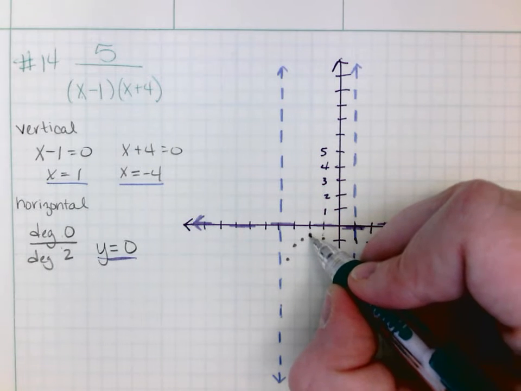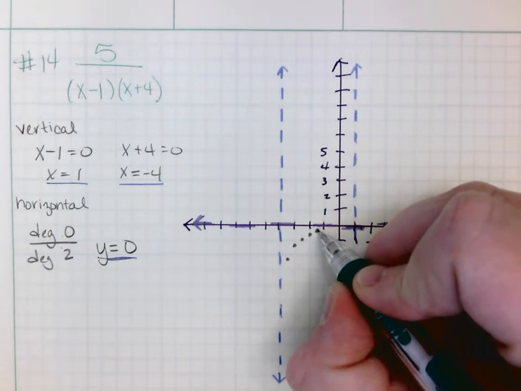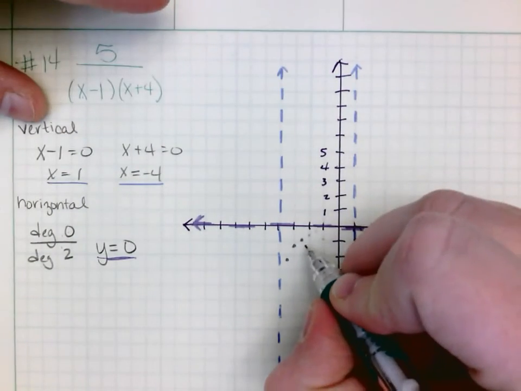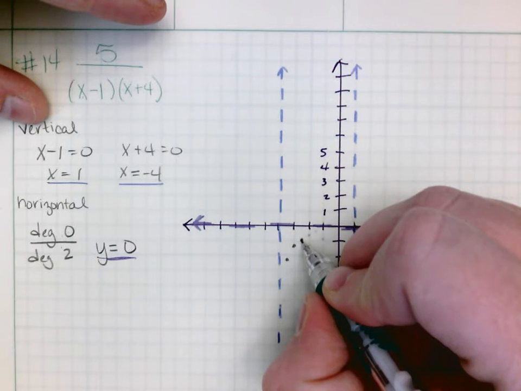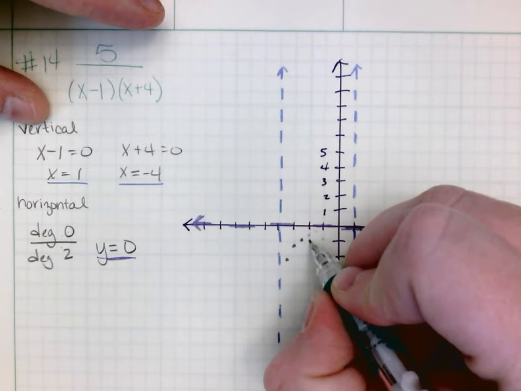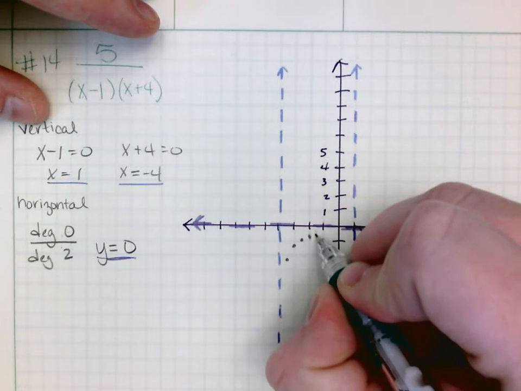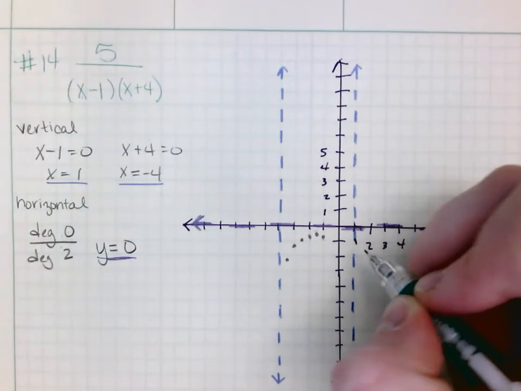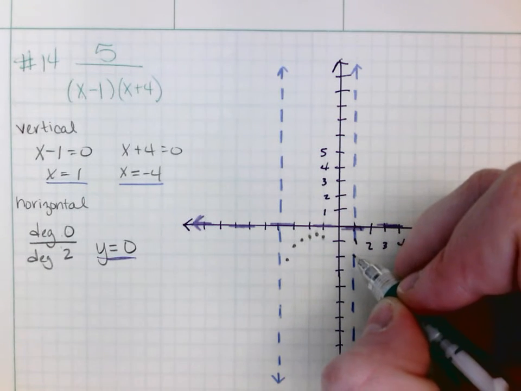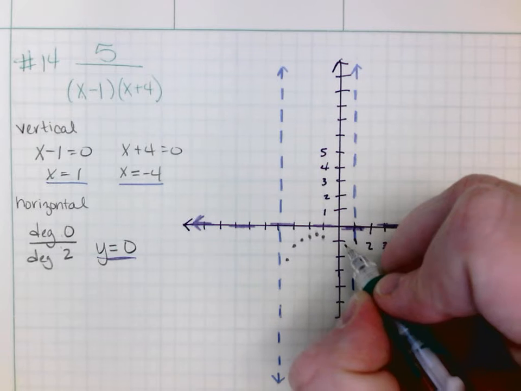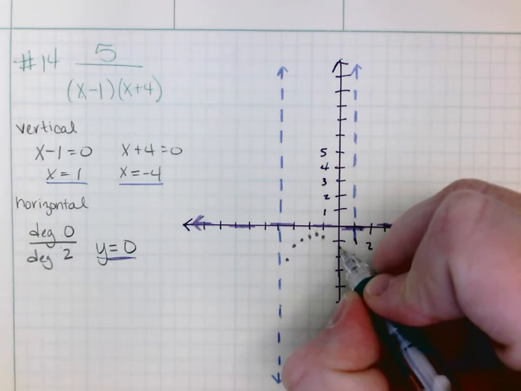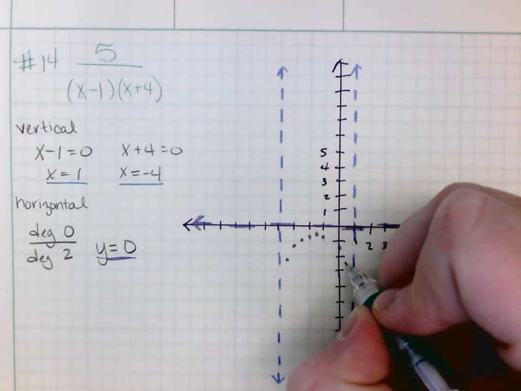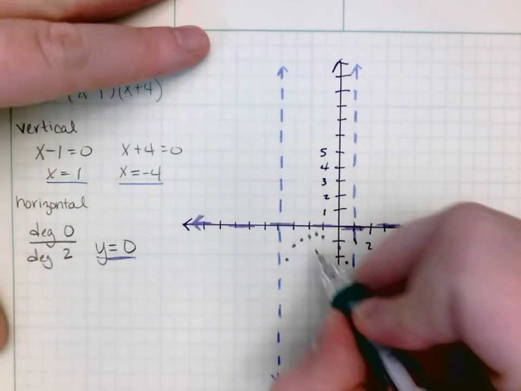At negative 1.5, I have negative 0.8. At 0, I have negative 1.25. At negative 0.5, I have negative 2.222. So I got this parabola.